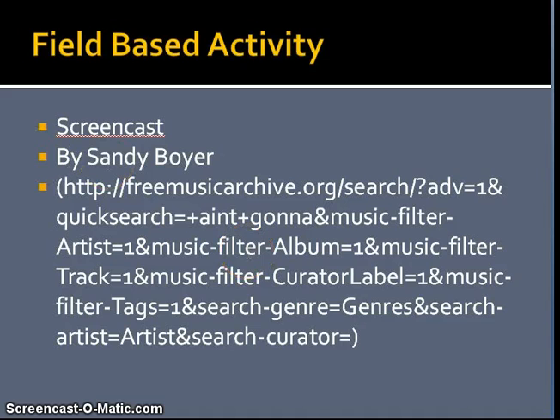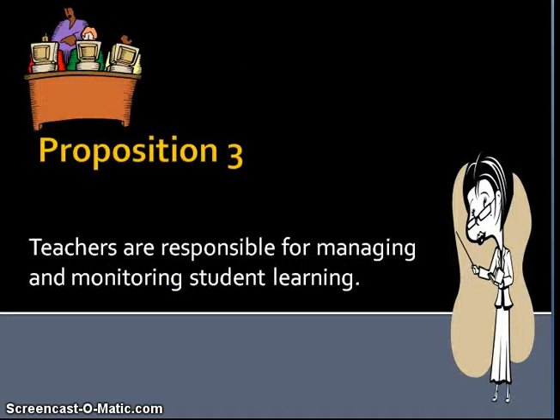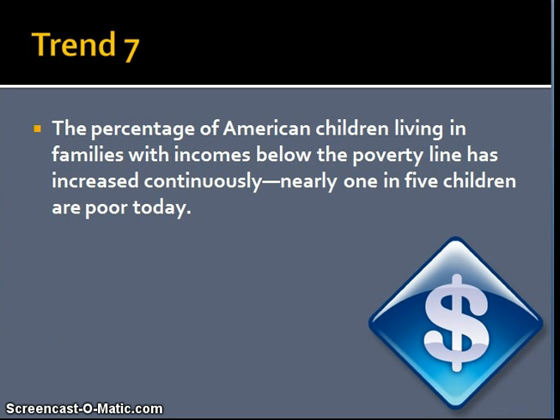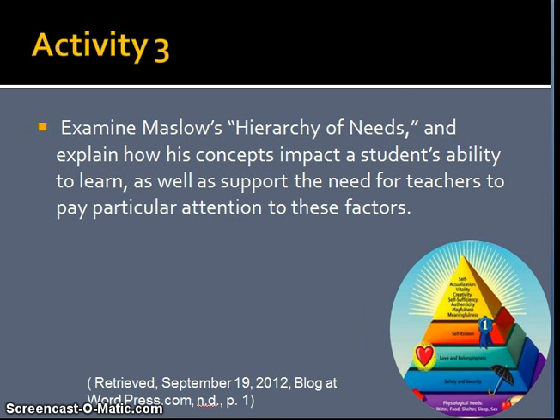My field-based activity was based off of Proposition 3. Teachers are responsible for managing and monitoring student learning. Trend number 7: the percentage of American children living in poverty today, in families with income below the poverty line, has increased continuously. Nearly 1 in 5 children are poor today.